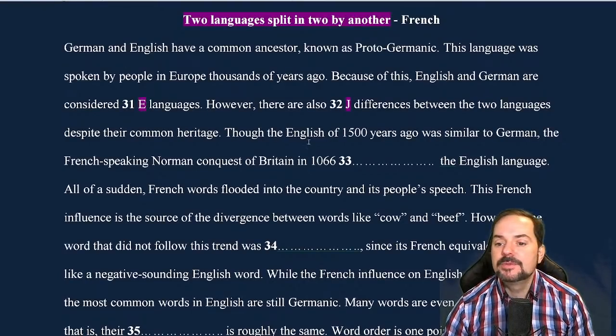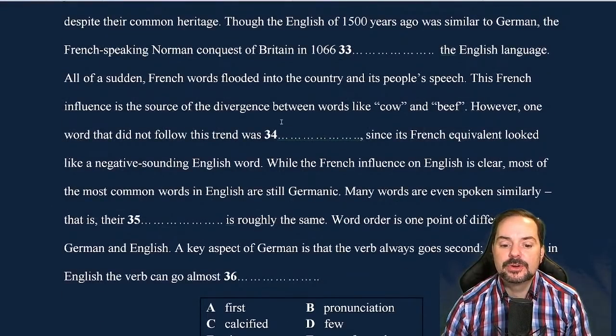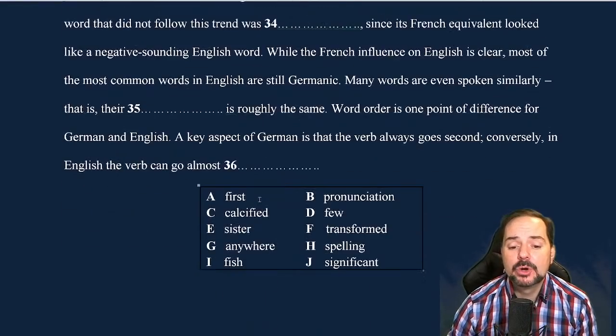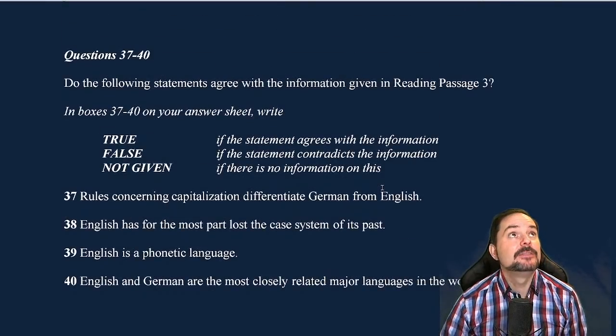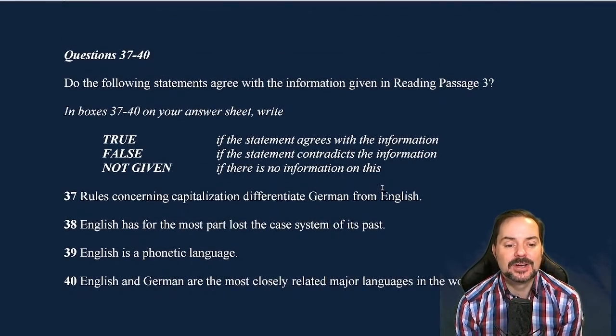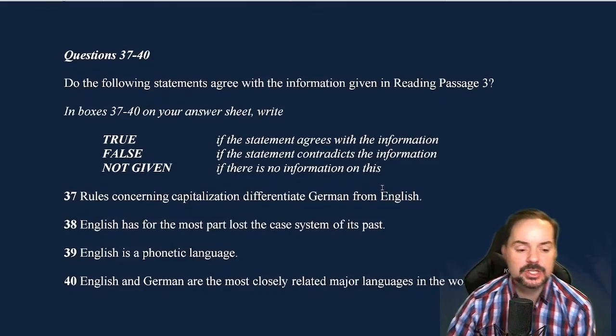Okay, so we've got a few more here. We've got question 33, 34, 35, and 36. I'll let you have those ones for homework. And I'll jump to the true, false, not given. Okay, we'll take a look at true, false, not given for just one question as well.